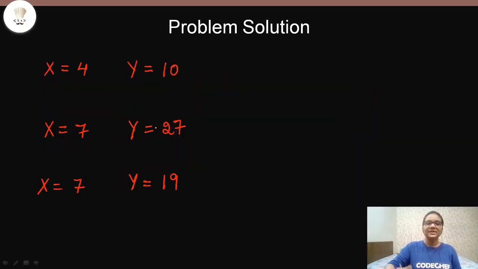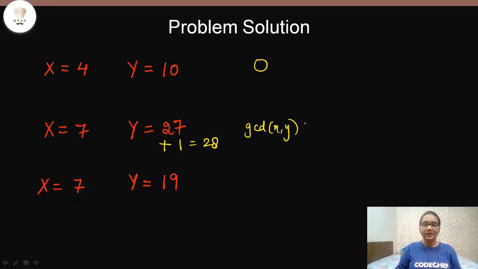Now you can also see some examples, like for example here we have 4 and 10. Now these two are even numbers, so the number of operations we require is 0, because the GCD of 4 and 10 will be 2. Now for 7 and 27, these two are numbers which have GCD equal to 1. So what you can do, you can increment 27 by 1, make it 28. Now 7 and 28 have a GCD of 7. So the number of operations we required was 1. So here 1 is our answer.